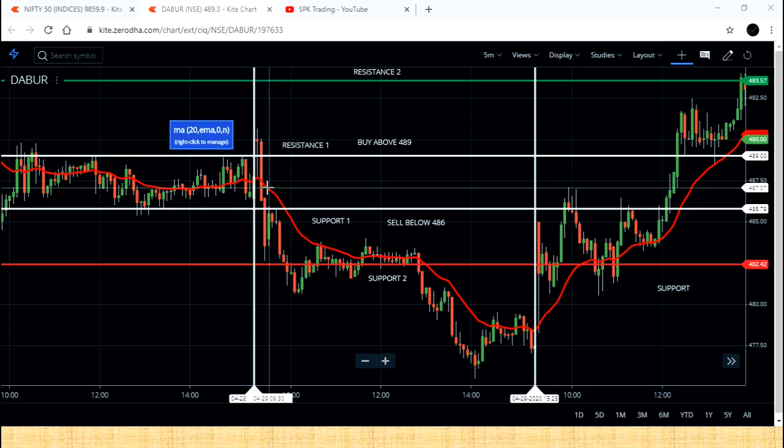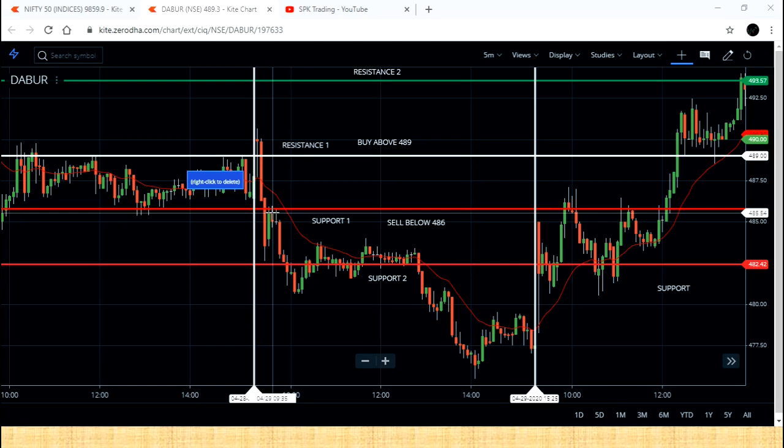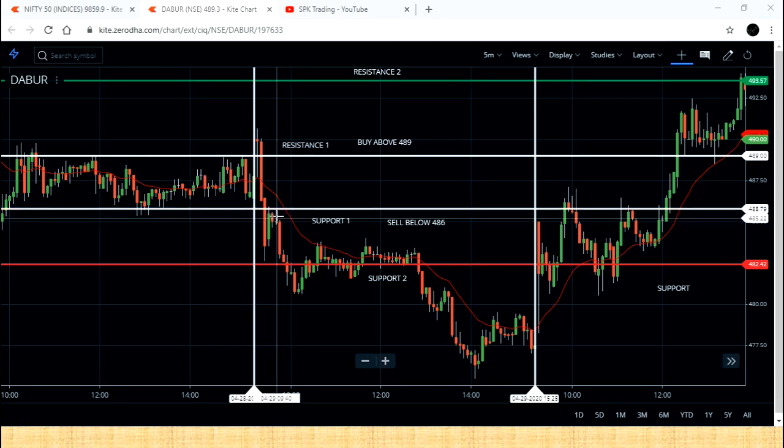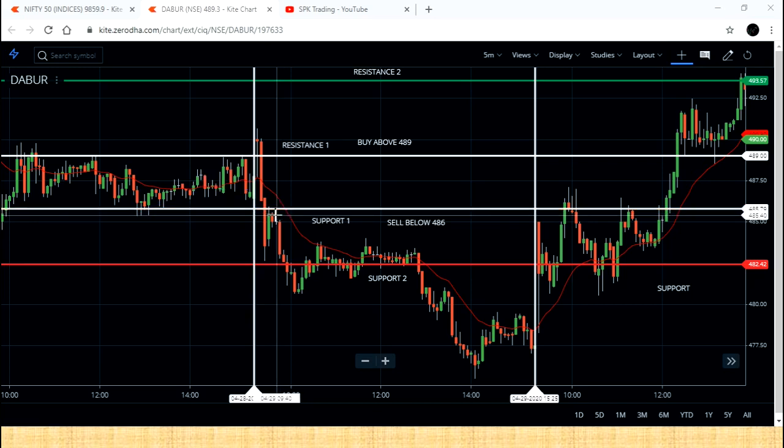And here also the trend is negative, because the 5 minutes candle also closed below this support 1, so this is a clear entry chance, so we can take the entry here. I think some of our friends also took the entry here and made a good profit. This is a support 2 anyway.